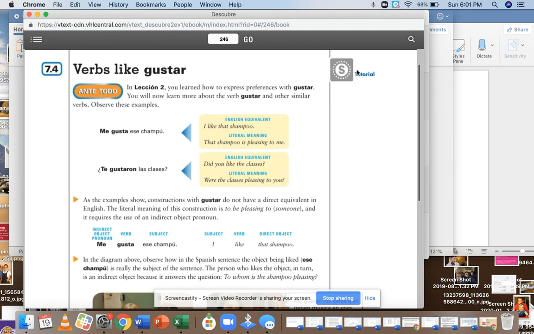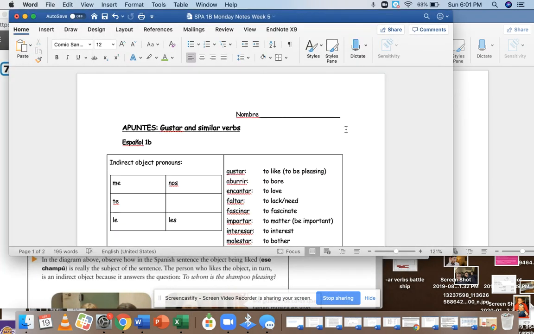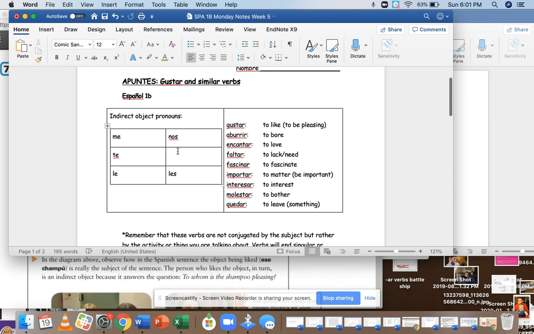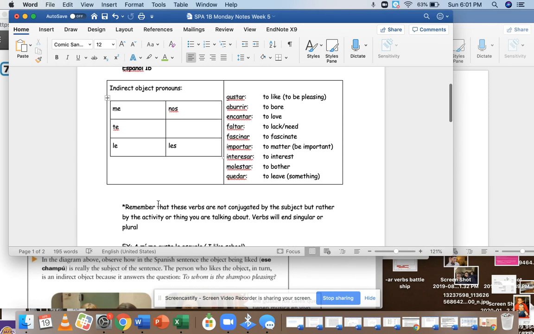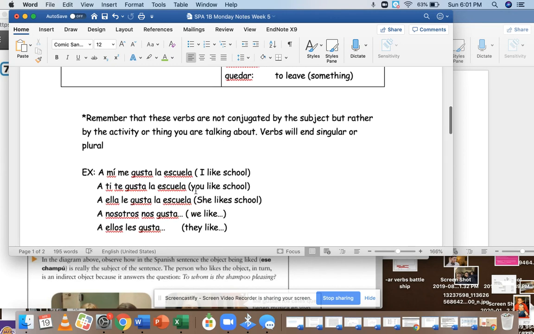Verbs like gustar and the following verbs that we'll look at are conjugated and used differently. So you're going to be using indirect object pronouns to refer to these verbs, and you're conjugating them differently. So you're not conjugating them by the subject of the person, but rather the activity or thing you are talking about. So here's an example of how we use gustar.